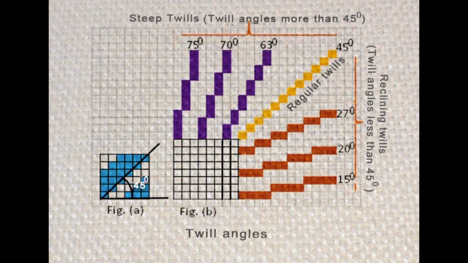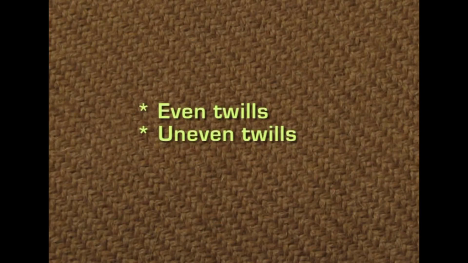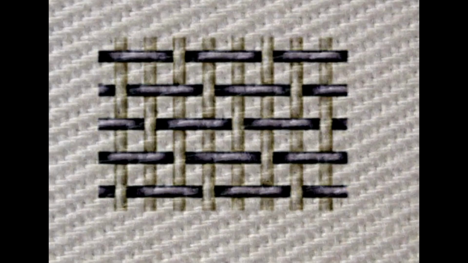And we can also divide them again by the number of yarns, whether an even number of yarns or an odd number of yarns is used. So accordingly we can vary them as even twills and uneven twills. In even twills, the weft yarn goes over and under the same number of yarns, maybe over 2 and under 1, over 2 and under 1.